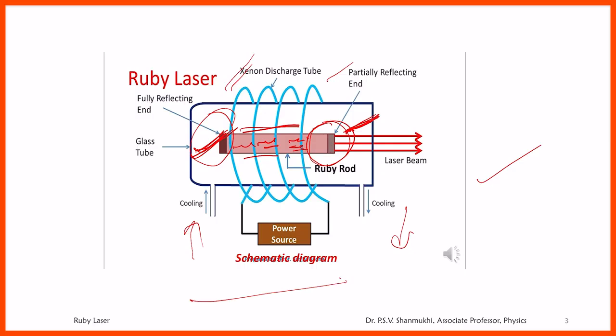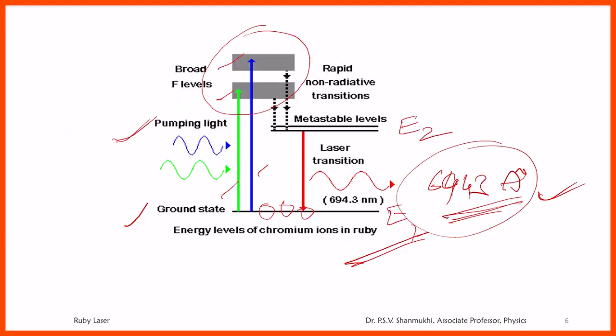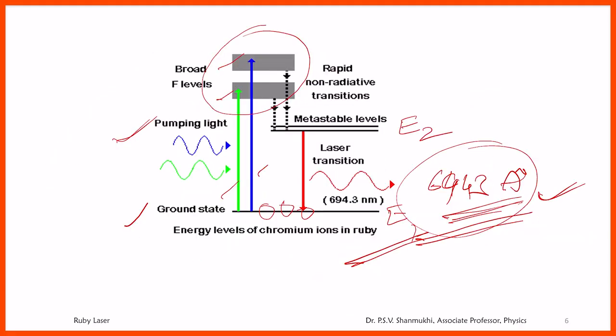In that way, light travels to and fro in the medium until it gets amplified, and at the resonance condition, it comes out of the partially reflecting end as a powerful, unidirectional, monochromatic beam. In that way, we finally get light of wavelength 6943 angstroms, visible red color light. So this is the construction and working of the ruby laser. Using the ruby laser, we can get a monochromatic, single colored, highly intense, highly directional laser beam with a wavelength of 6943 angstroms.